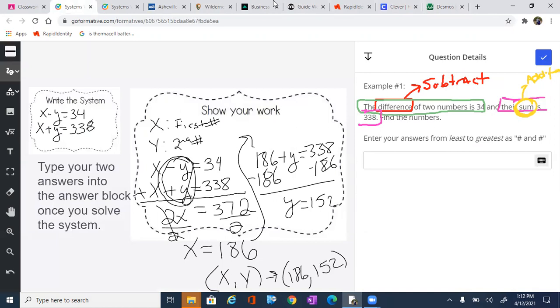And once we have that, we come over to what it says: type your two answers into the answer block once you solve them. It says from least to greatest, so 152, comma, 186, or space 186. I'm not sure how she's going to take that. Okay, and once I've got that, we are in good shape.